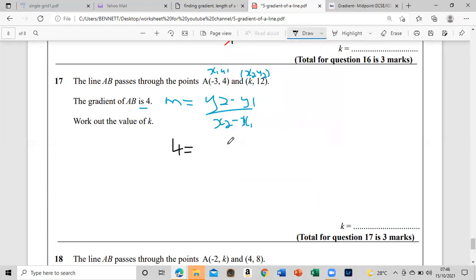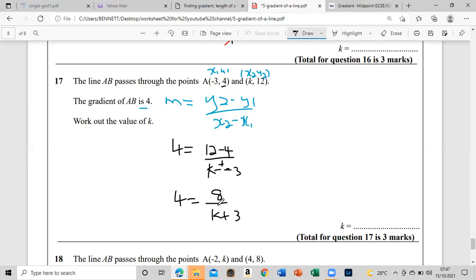We know that y2 is 12, so it's 12 minus y1, which is negative 4. We don't know what x2 is, but we do know it's k. So it's k minus negative 3. This is going to become a positive, so it's 8 upon k plus 3.